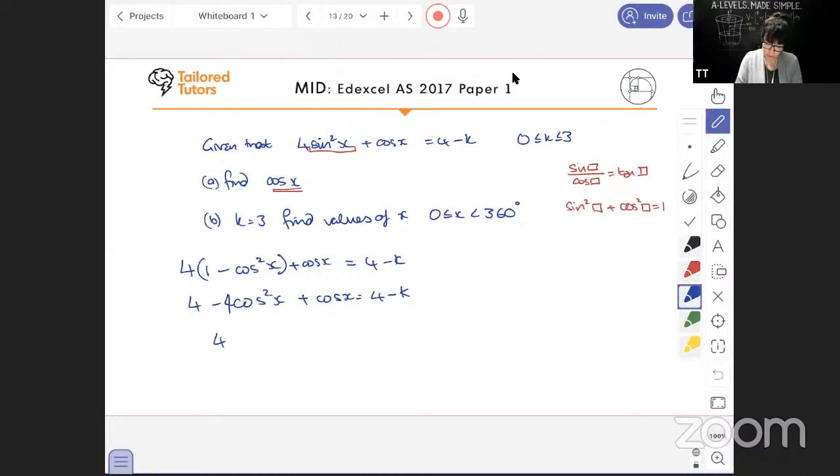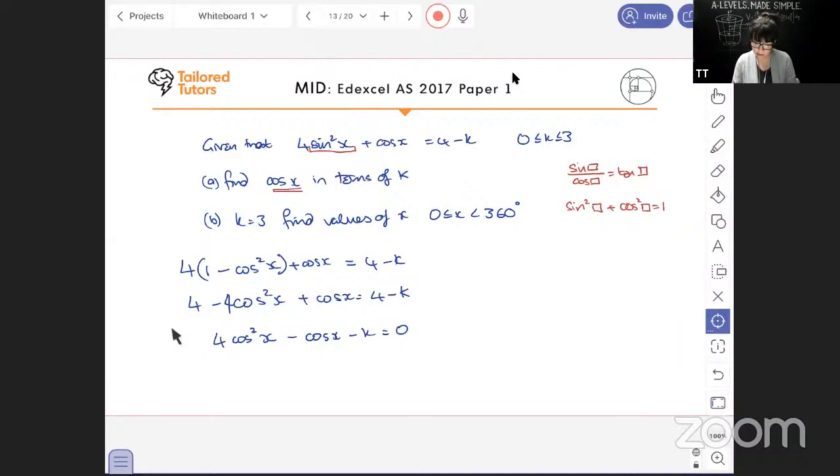Okay, so let's go. How are we going to do this? 4 cos squared x. I'm just going to get it all on one side. Minus cos x. It's all going on the right. The 4's cancel. Minus k is 0. So how am I going to do this then? How am I going to find cos x in terms of k? Anybody got any ideas? How am I going to find cos x from this little guy here? Well, he's not a little guy, actually. He's quite complicated. He's got some cos squareds and some coses and things.